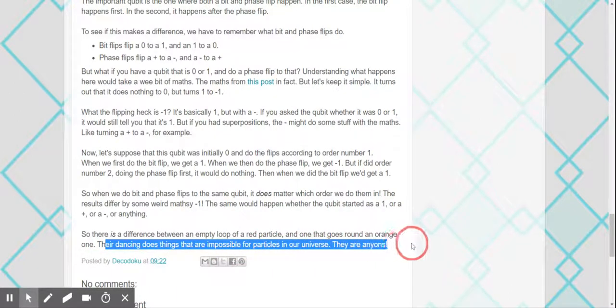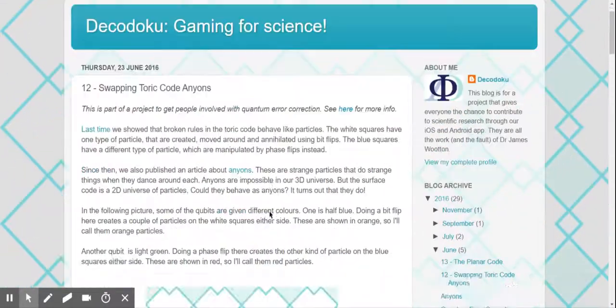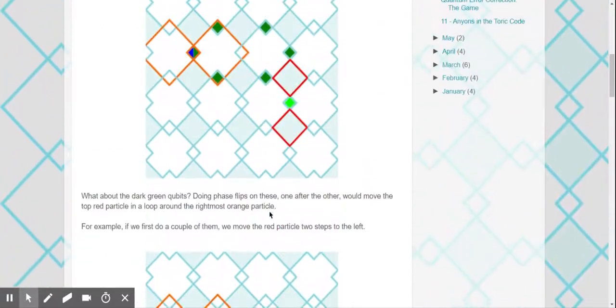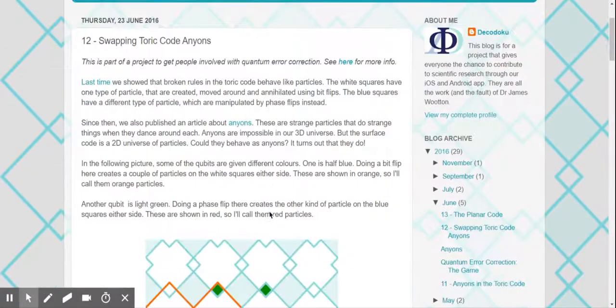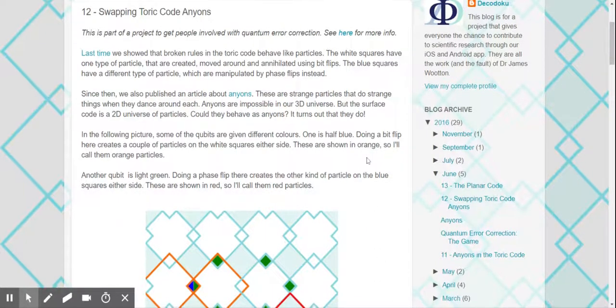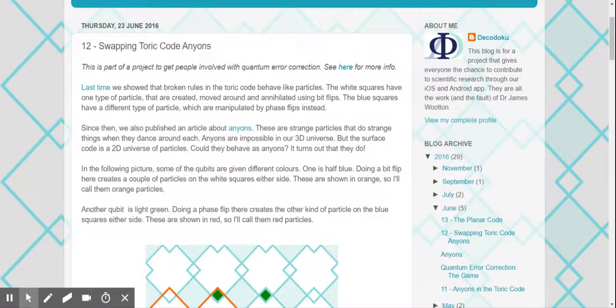Particles in the universe, they are anyons. I don't know. So let's go to planar. I don't know. I'm just reading. I'm not fully, I think, grasping all that.